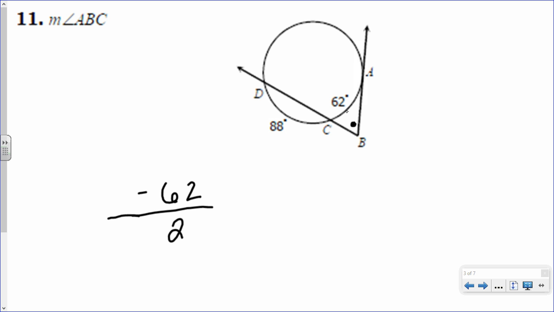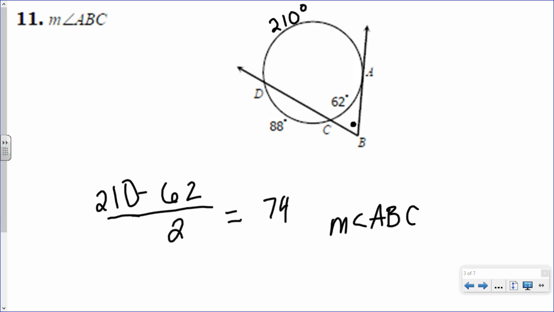But we know that if AC is 62 and if CD is 88 and the entire circle is 360, we can do 360 minus 62 minus 88, and so we know that this arc has to be 210 degrees because all 3 of these are going to add up to 360. So then we know that's 210 minus 62 degrees divided by 2, and when we do that, we end up with 74. So we know the measure of angle ABC is equal to 74 degrees.